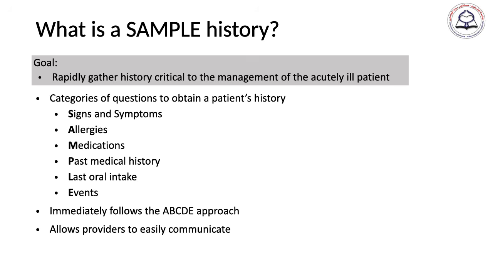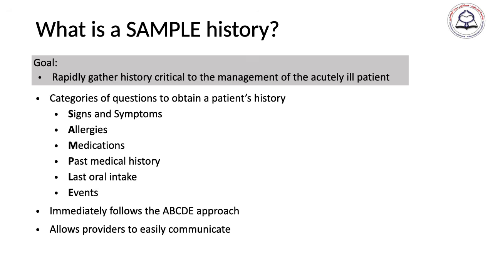In SAMPLE history, S is for signs and symptoms, because this can direct us to specific diseases and conditions. A is for allergies, because the patient's condition could be secondary to an allergic reaction, and at the same time, the presence of allergy can allow us to avoid certain medication. In addition, we would like to know the patient's medication, because the existing medication can contribute to the current illness, or it may need adjustment for any new medication we are going to prescribe.